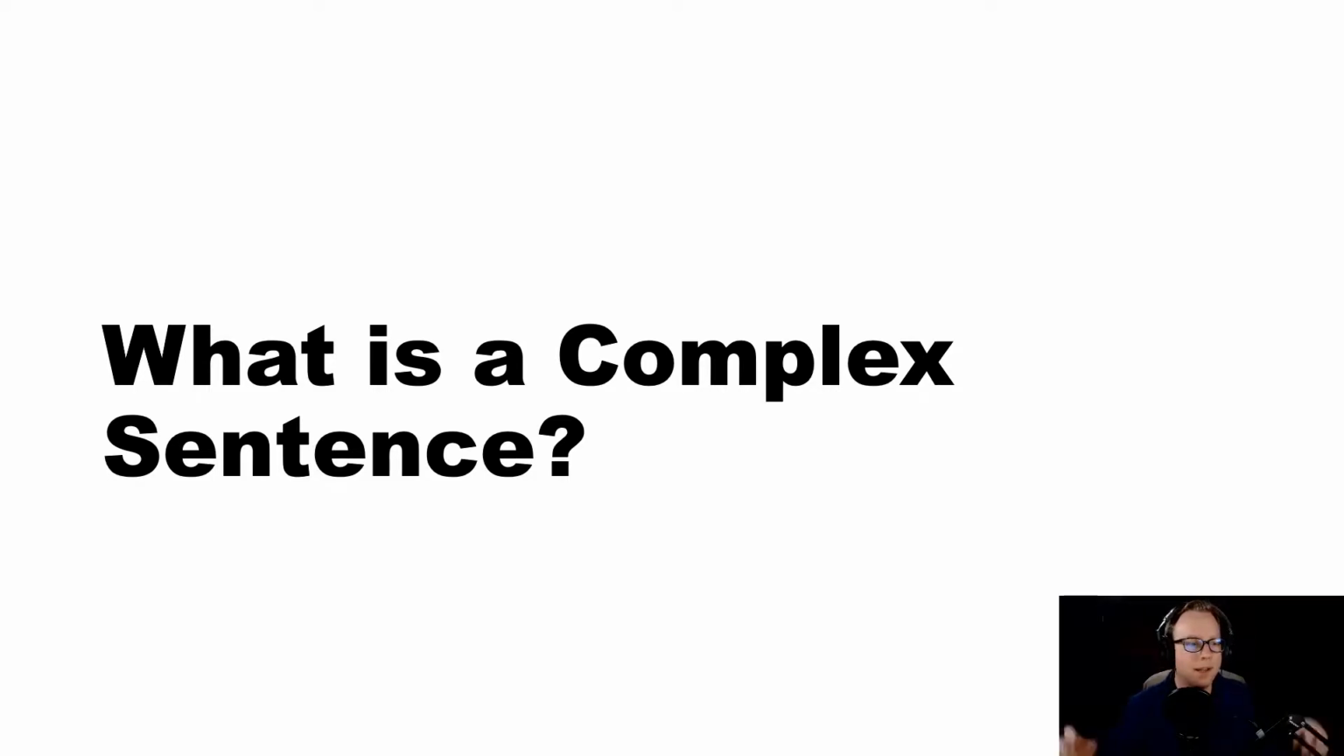Okay, this video is part of a series on grammar, talking about and explaining how sentences work and how they work together. There are four categories of sentences, and in this video we're talking about what is a complex sentence. If you have questions at the end of this video, please let me know in the comments below. I'll be glad to answer them. Okay, so here we go. What is a complex sentence?